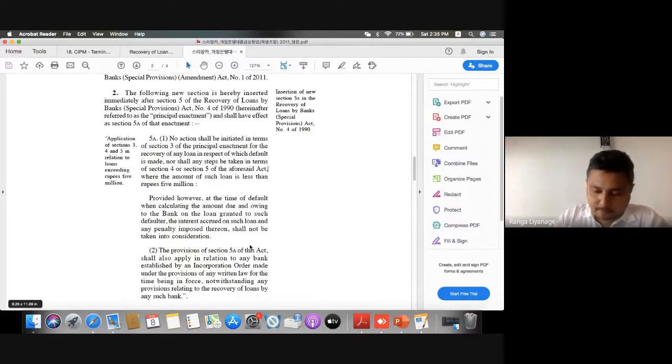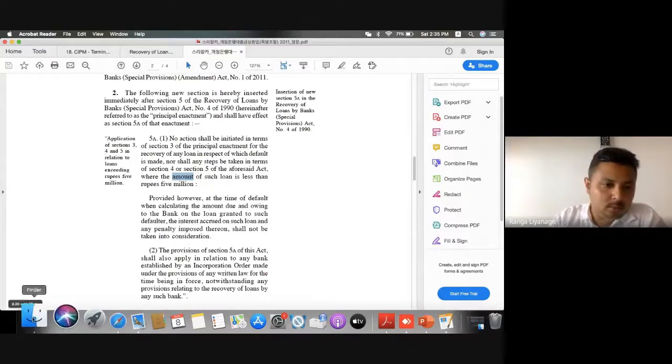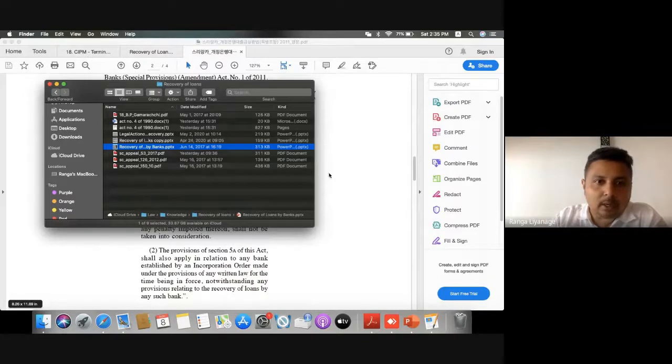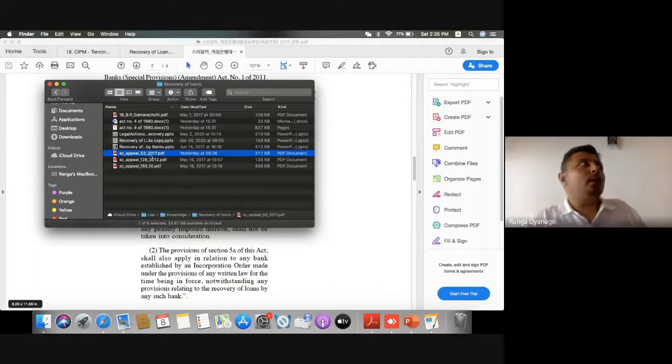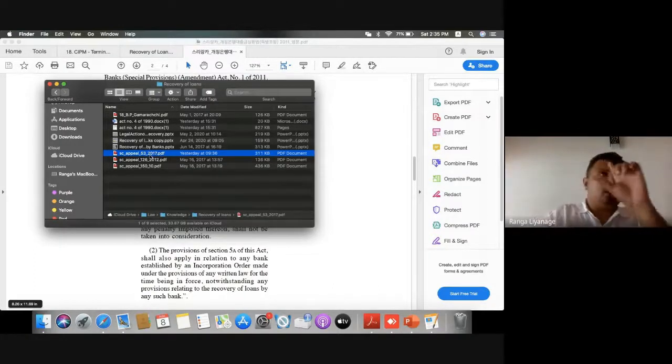For an example, you read this as like this: no action shall be initiated in respect of default made of any aforesaid act where the principal amount borrowed of such loan is less than rupees 5 million. Provided, however, that at the time of default, when calculating the principal amount borrowed, due and owing, so you see, due and owing, principal amount borrowed, due and owing, I will share with you certain case laws where what do you mean by principal amount due and owing means the principal amount outstanding.